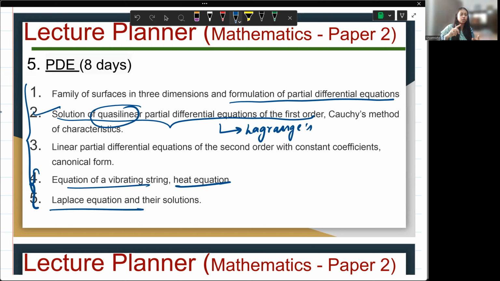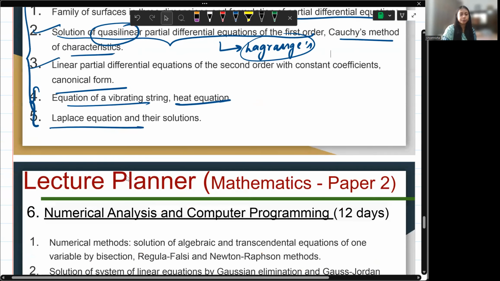So one question can be from any one of them, either from Laplace or heat or wave equation, right? And one is from Lagrange's equation. Then linear partial differential equation of second order with constant coefficients in canonical form, that will also do. And characteristic, yes, this one is also. So the syllabus is not very vast in PDE. We can complete that in minimum time, in less time.